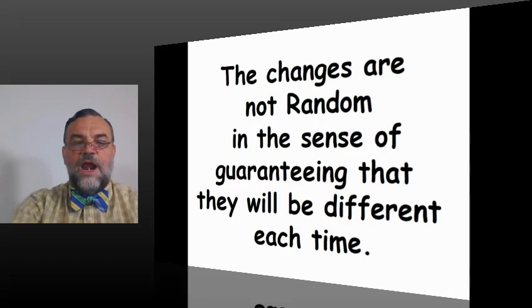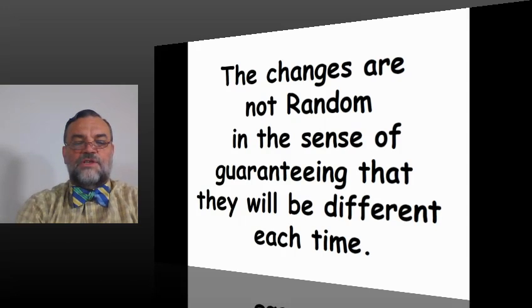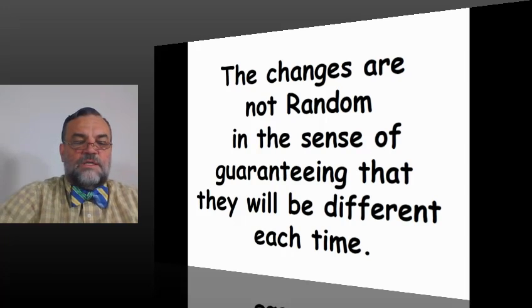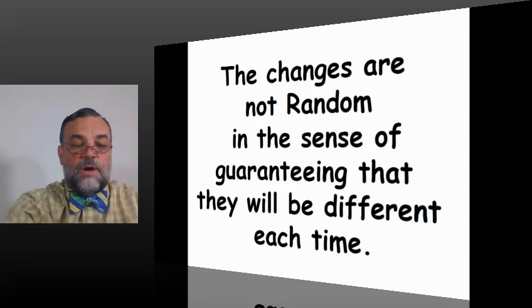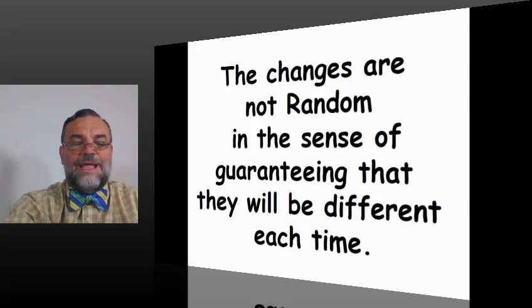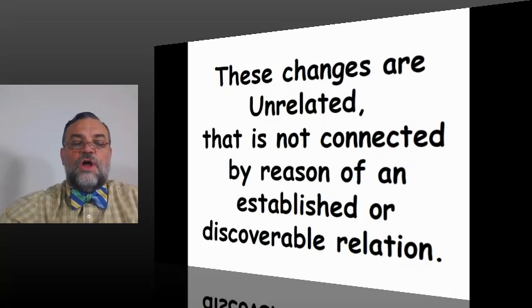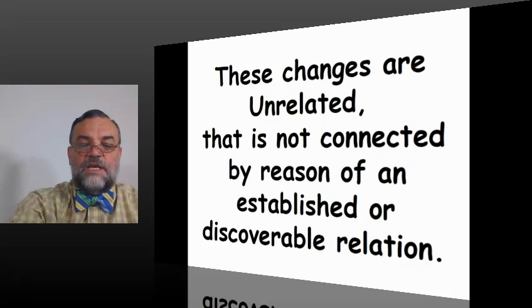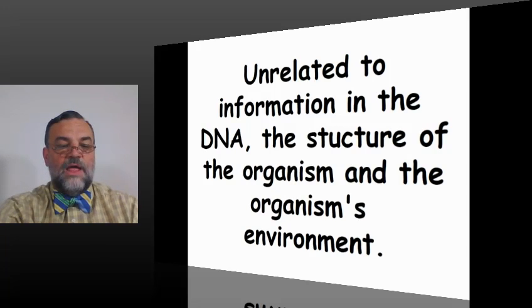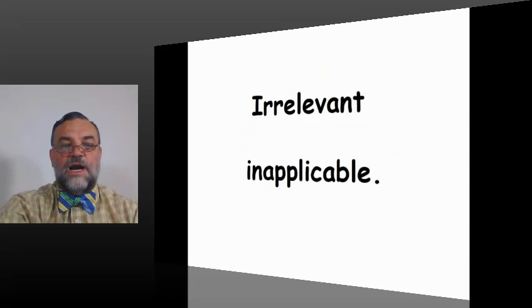The changes are not random in the sense of guaranteeing that they will be different each time, or that eventually they cover every piece of the DNA change. They're random in, again, a random number generator a programmer would make is guaranteed to always give different numbers. They're not random in that sense. These changes are unrelated. That is, they're not connected by reason of an established or discoverable relation. Unrelated, the changes are unrelated to information in the DNA, they're unrelated to the structure of the organism, and they're unrelated to the organism's environment.